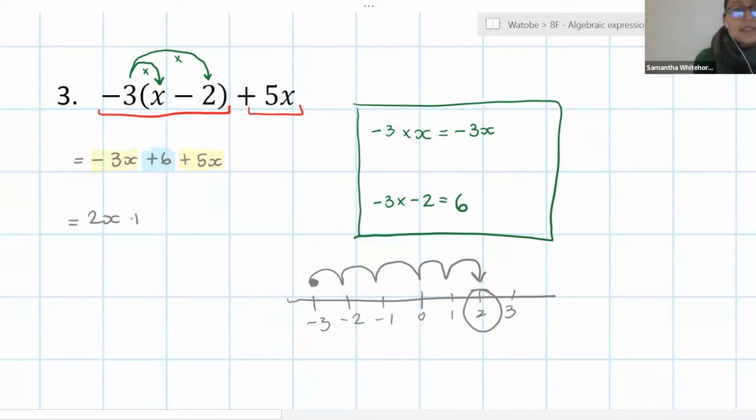And then, like I say, that 6 doesn't have any like terms with it. So I just leave it as it is. So well done, everyone. 2x plus 6 is indeed your answer. Awesome. Well done.